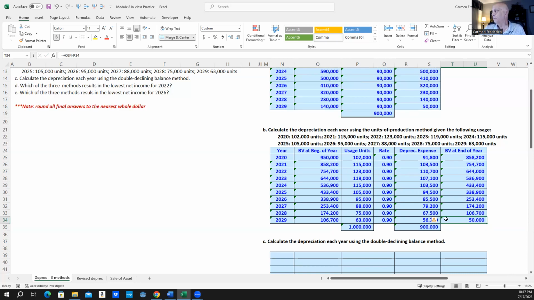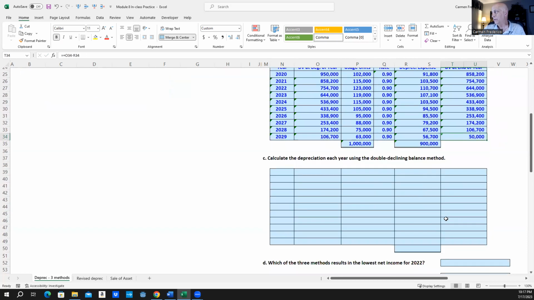Okay. So now we come to an accelerated method called double declining balance. The double declining balance method takes a lot of depreciation in the early years and it tails off in the later years. It's like a ski slope. Could be a green, blue, or black diamond, depending on how steep it is, but it's like a ski slope. So let's look at calculating the double declining balance method.